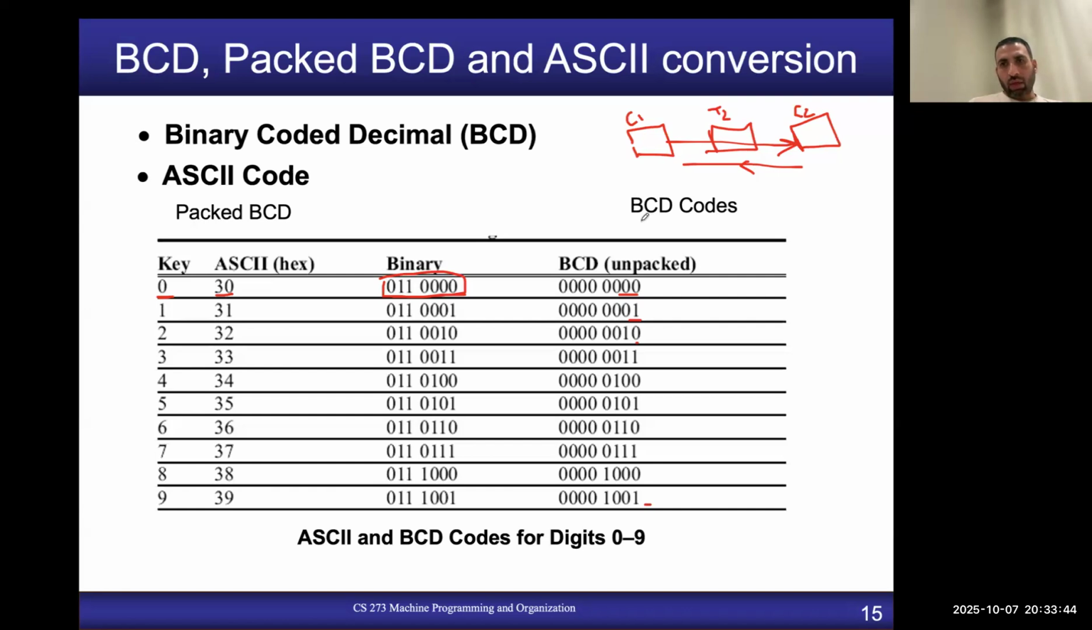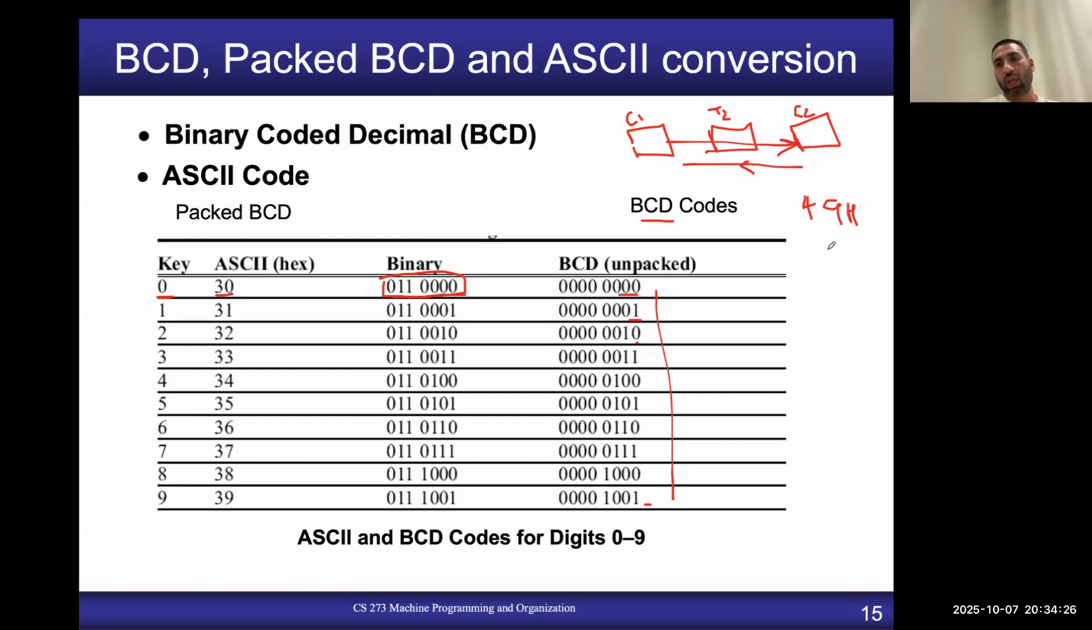So BCD codes have two variants, packed or unpacked. The unpacked version is the one where we use 8 bits to represent one number. For example, all of these are the unpacked BCD codes of numbers from 0 to 9, right? So now let's say I want to have the BCD code of 49, not in hexa, 49 in decimal.